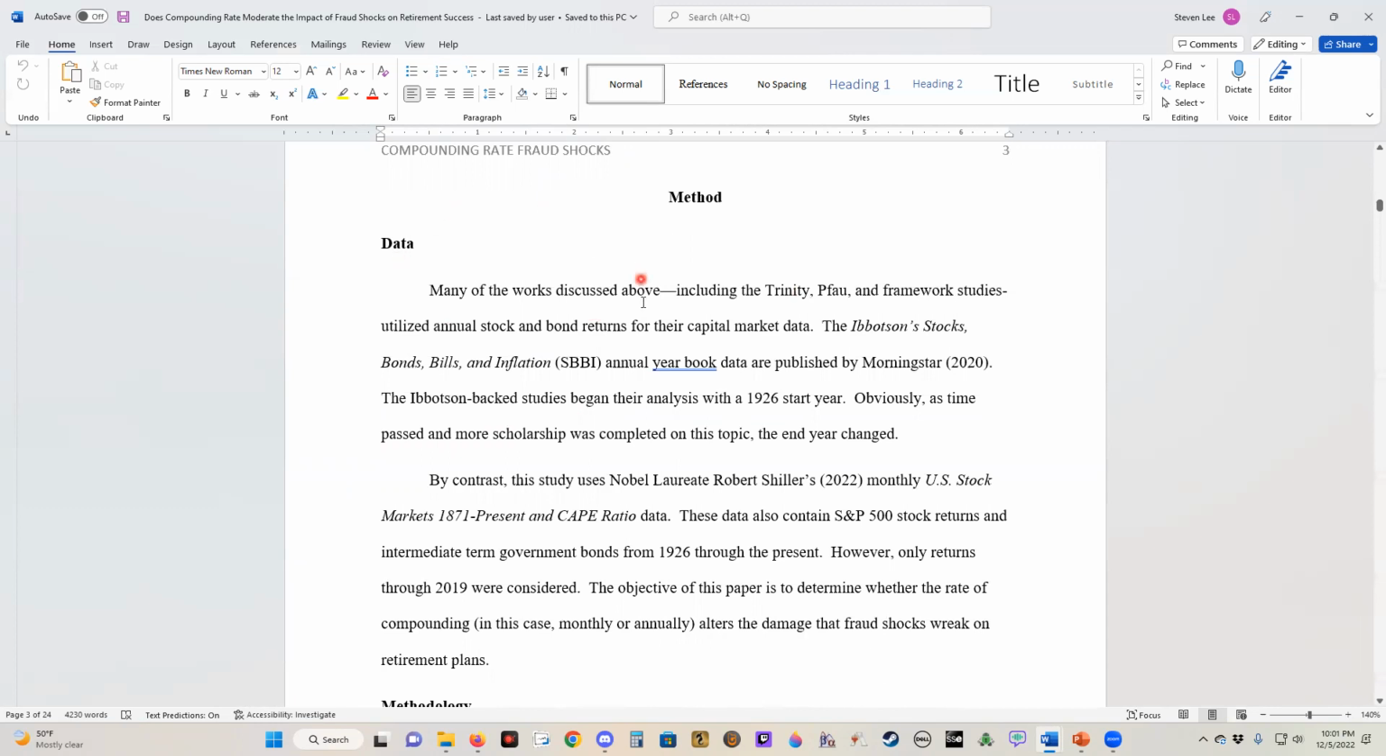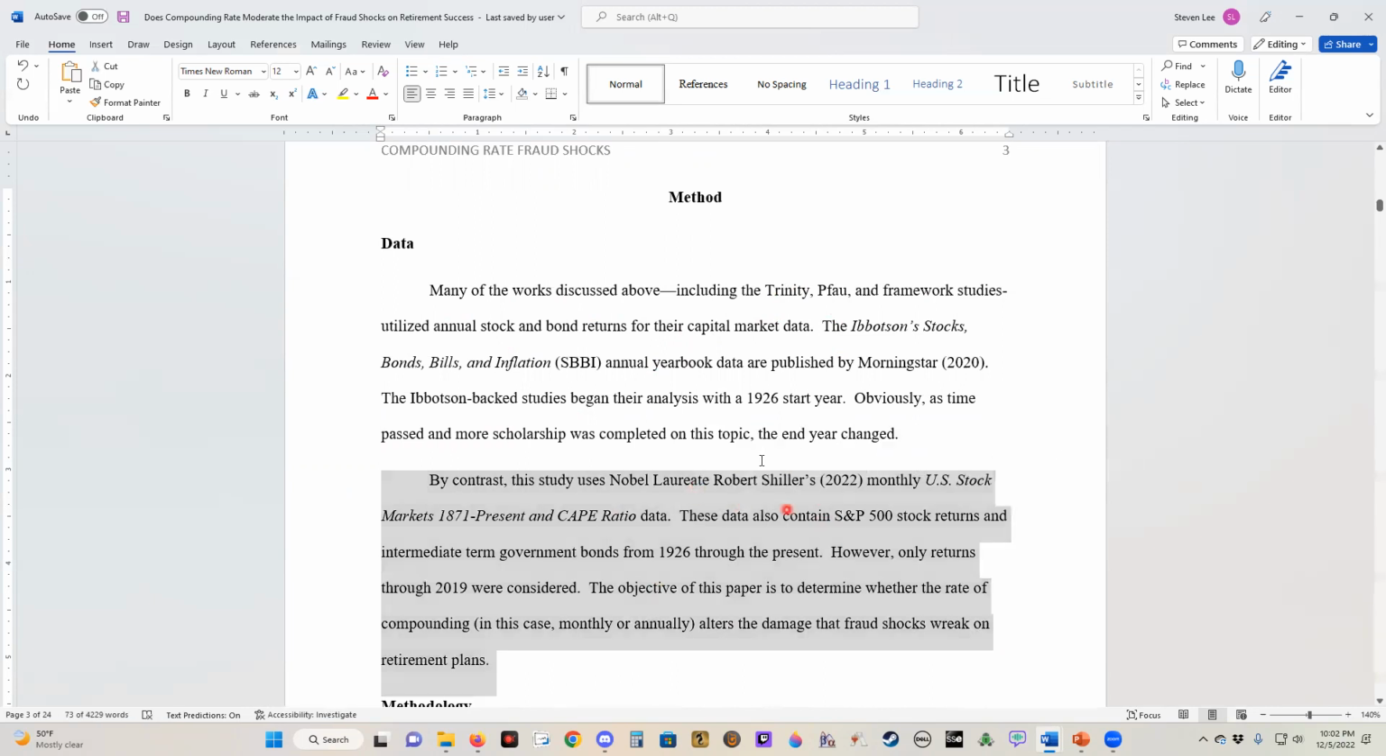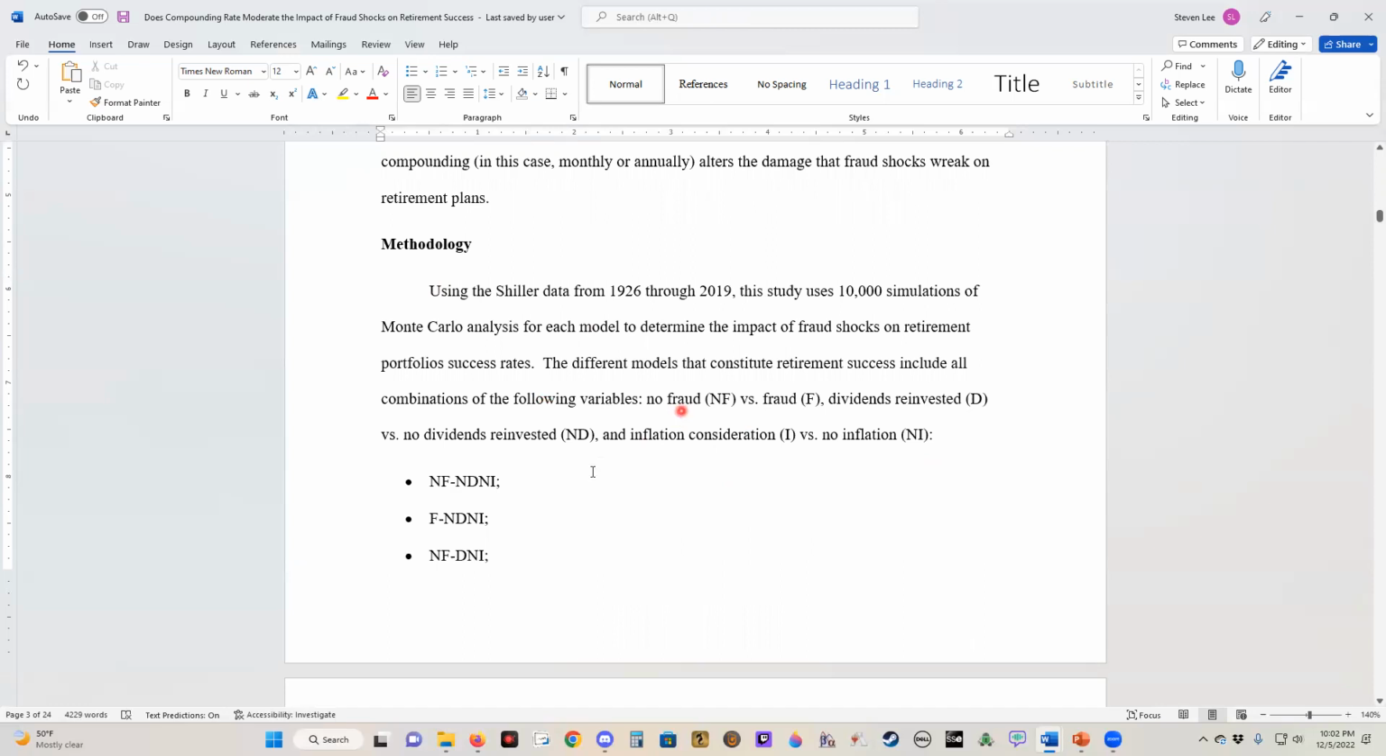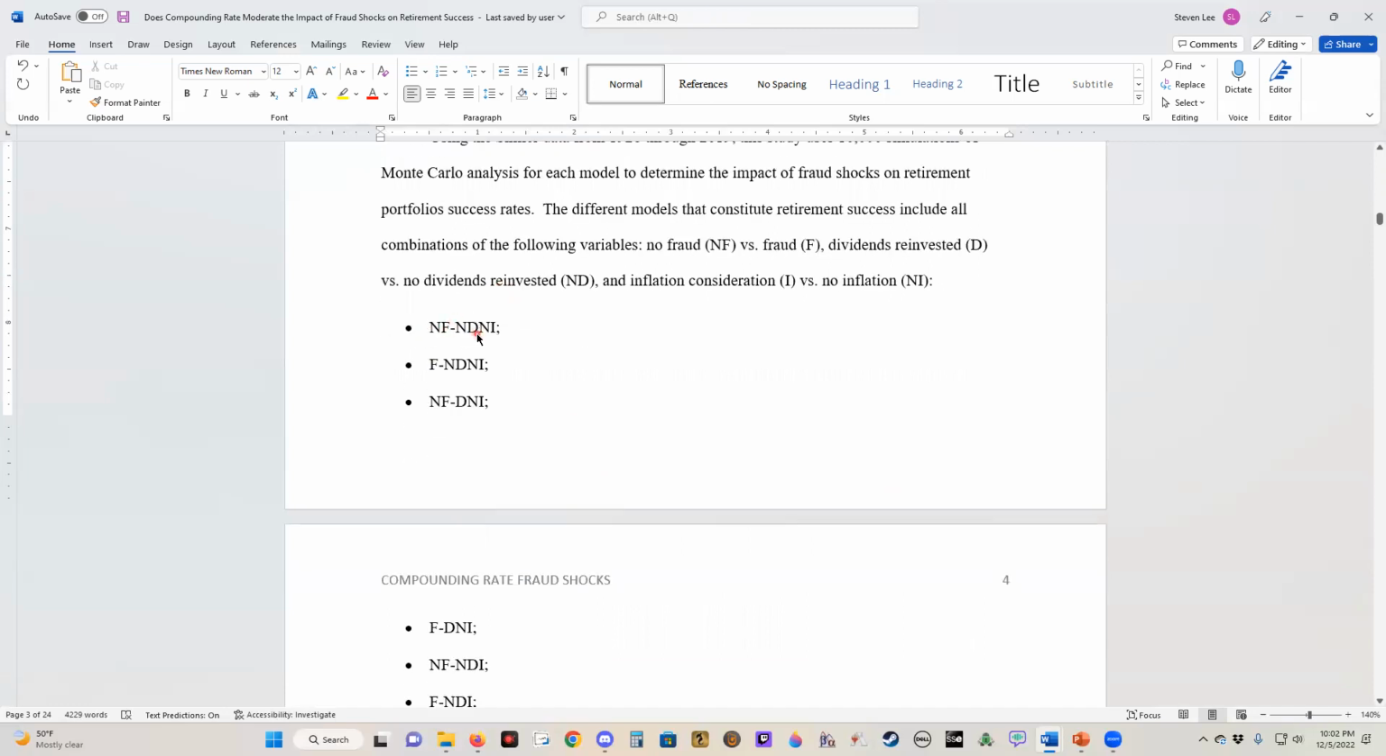So methods is data and methodology. And so here, I've already reformulated this. I don't know if this is supposed to be one word in the SPVI, but anyway, it doesn't matter. So yeah, here we go. So by contrast, in this study, we're using Nobel laureate Robert Shiller's monthly US stock market 1871 to the present and CAPE ratio data. So we're using different data, and it's nice because we do arrive at pretty much the same conclusion, as I said.